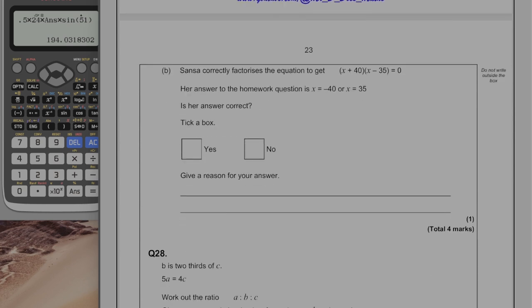Right, part B. Sansa correctly factorizes the equation to get x plus 40 times x minus 35 equal to 0. The answer to the homework question is x equals minus 40 and x equals 35. Is her answer correct? So those would be the correct roots of that equation. When x is minus 40, that would be 0. When x is 35, that would be 0. So that is correct. But we're going to have to say no.